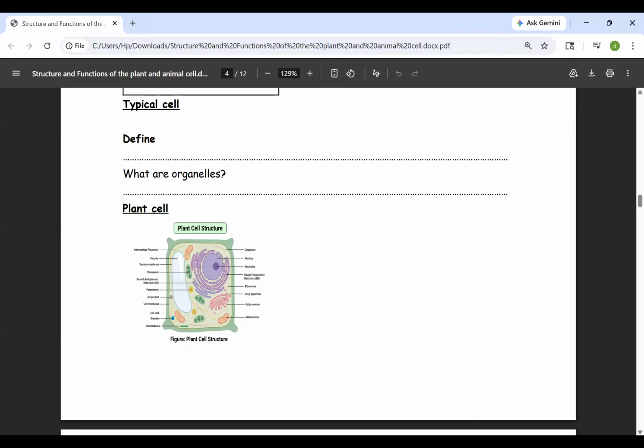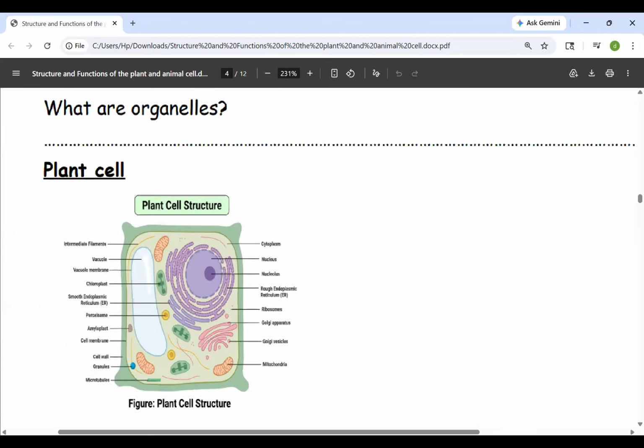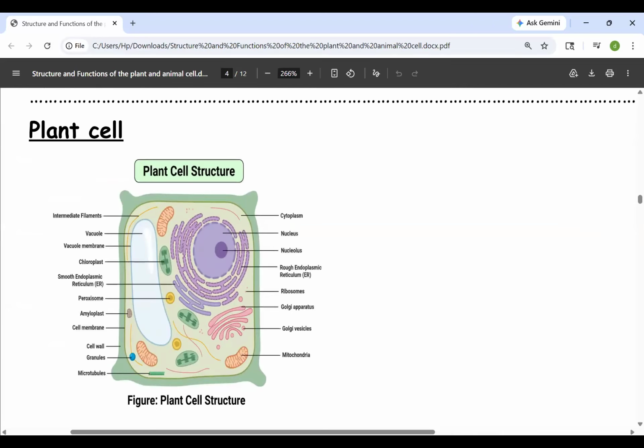Now see this picture that I have just added from the internet, the structure of the plant cell. It has all the organelles. But if you take the natural plant cells, not all plant cells have every organelle. Some organelles may be in excess, some lesser, some may be absent, some may be present. But here we have made a cell including all the organelles.